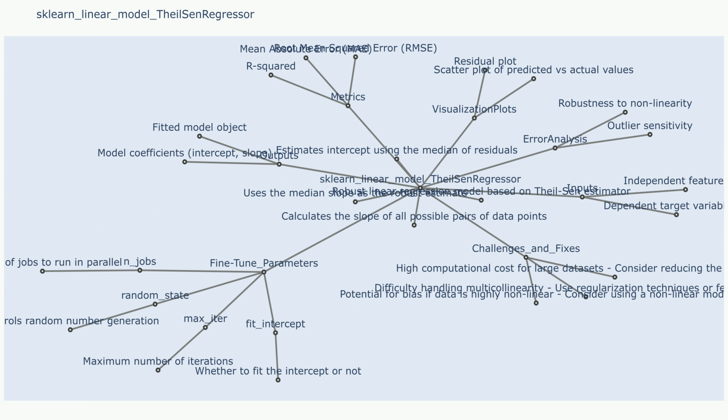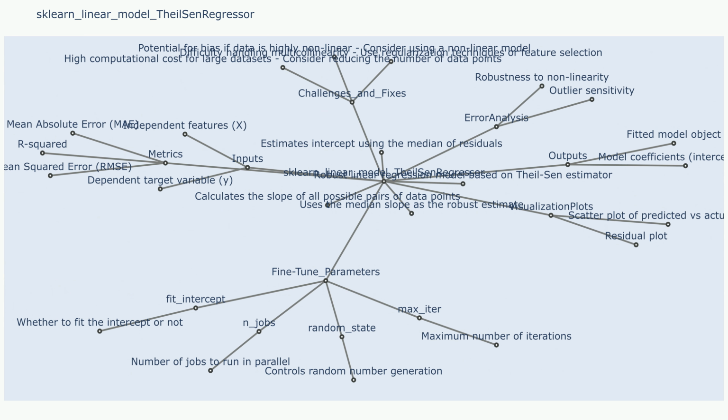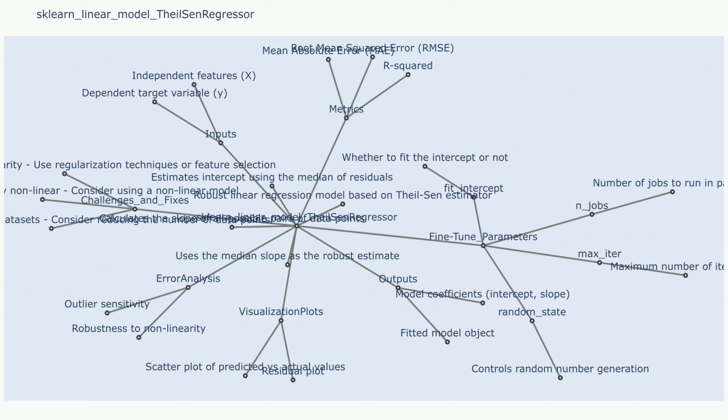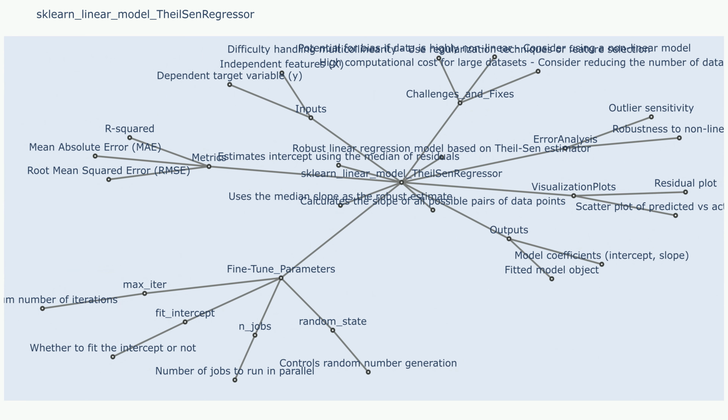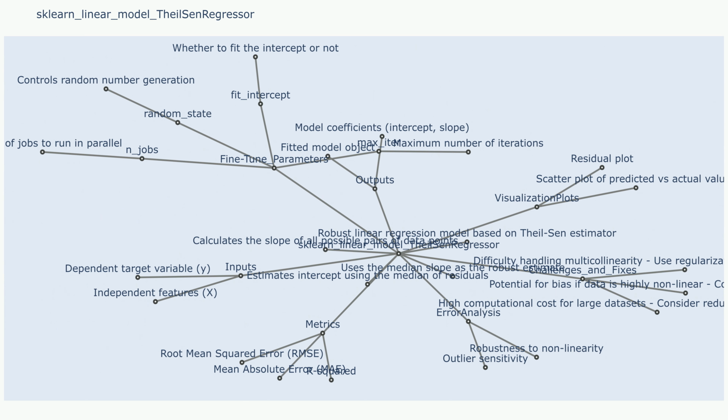Metrics: Mean squared error (MSE) measures the average squared difference between the predicted and actual values. R squared represents the proportion of variance in the dependent variable explained by the independent variables. Visualization plots. Scatter plot with the regression line visualizes the relationship between the independent and dependent variables with the fitted line. Residual plot plots the difference between the predicted and actual values to check for patterns that indicate model misspecification. Fine-tune parameters.